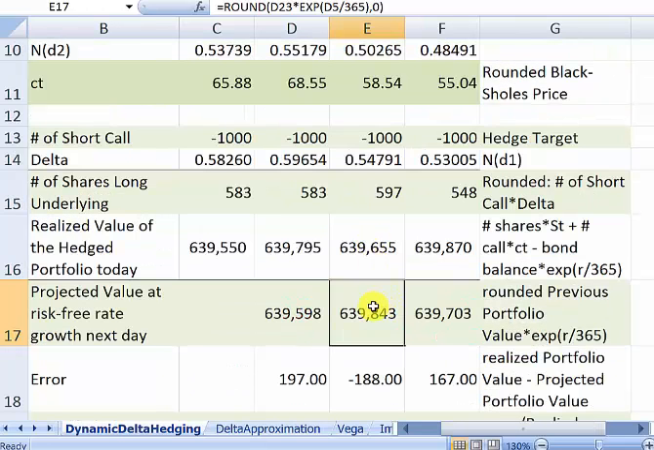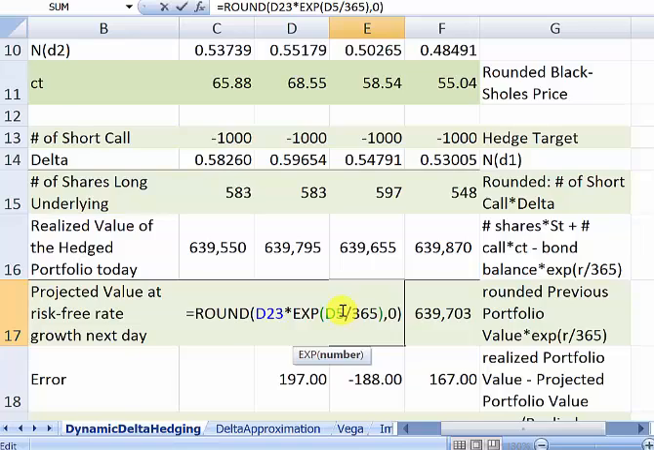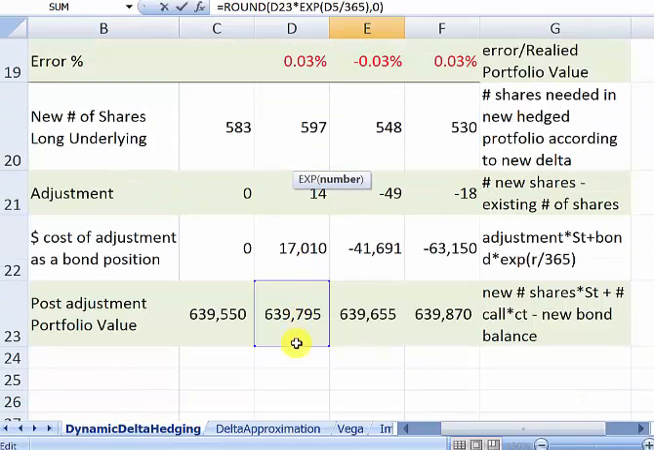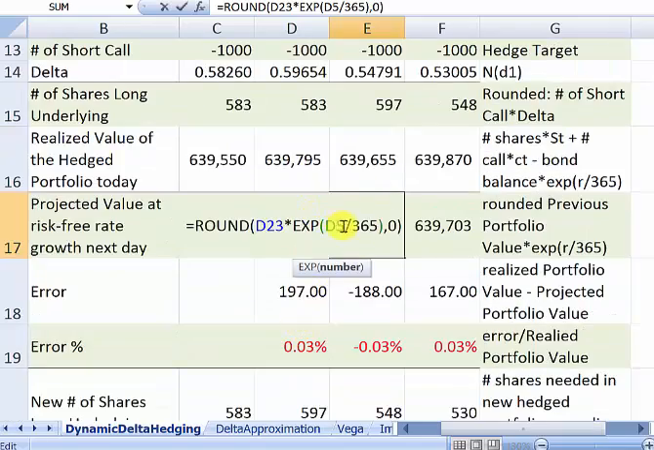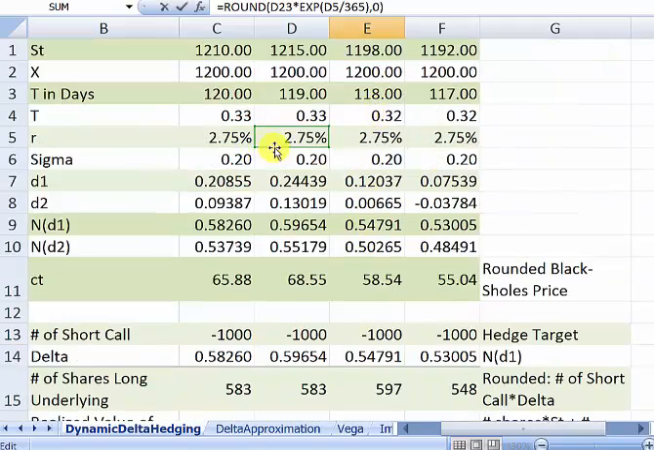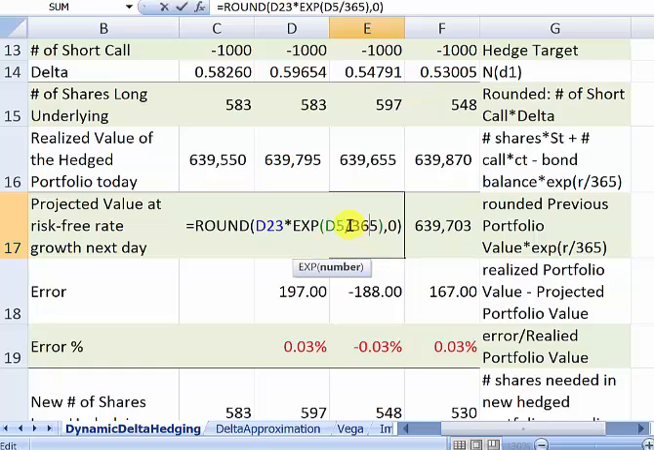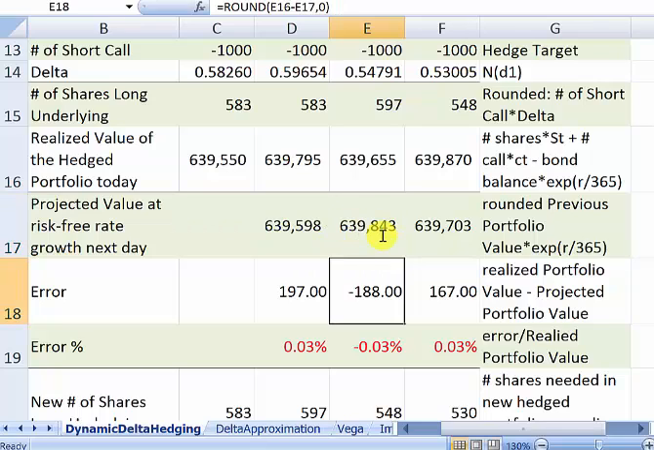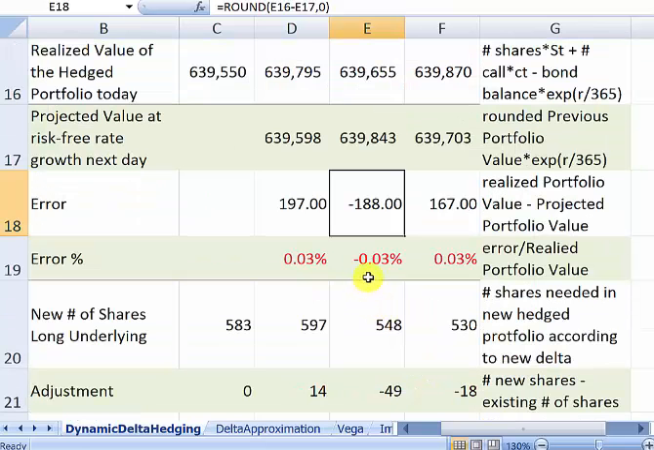Okay, then from the previous day, right, we think about the previous day post-adjustment portfolio value, right, grown at D5, the risk-free rate, from the previous day risk-free rate. That should be the hedged portfolio value, but there's the approximation error. Still, the 188 is not a small dollar amount, but it's a very tiny portion of the portfolio, only 3 basis points error.